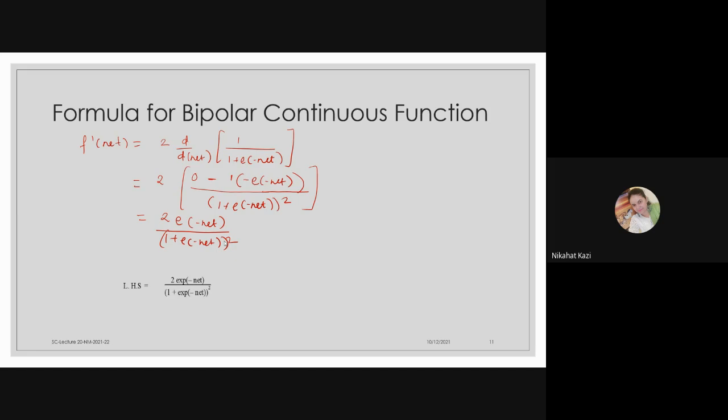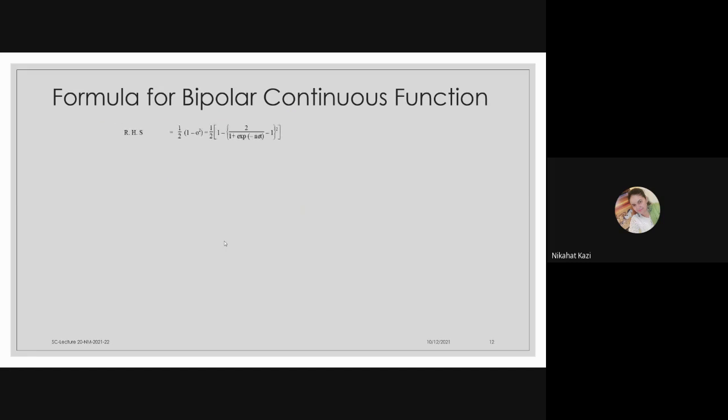This is the LHS. Similarly, we'll try to get the RHS into this form, expressed in this form, so that we can prove it. So RHS is half 1 minus O square, and you substitute the expression for O in this equation. So half 1 minus 2 upon 1 plus e raised to minus net minus 1, the whole square. We need to solve this equation and simplify it further so that we get it equal to the LHS.